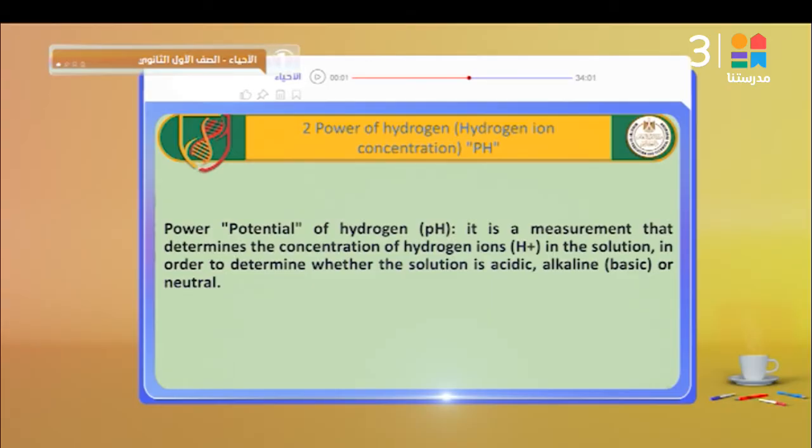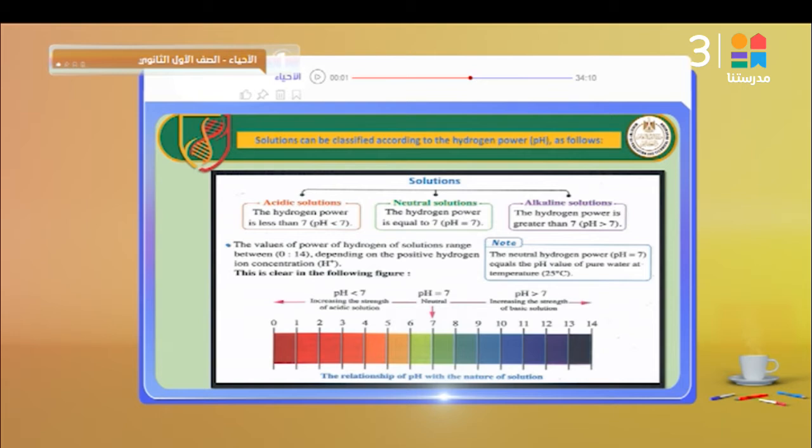8 to 14. Power of hydrogen, pH, is the measurement that determines the concentration of hydrogen ions in a solution, in order to determine whether the solution is acidic, alkaline, basic, or neutral. In an acidic solution, the hydrogen power is less than 7. In a neutral solution, the power of hydrogen is equal to 7. In an alkaline solution, the hydrogen power is greater than 7.